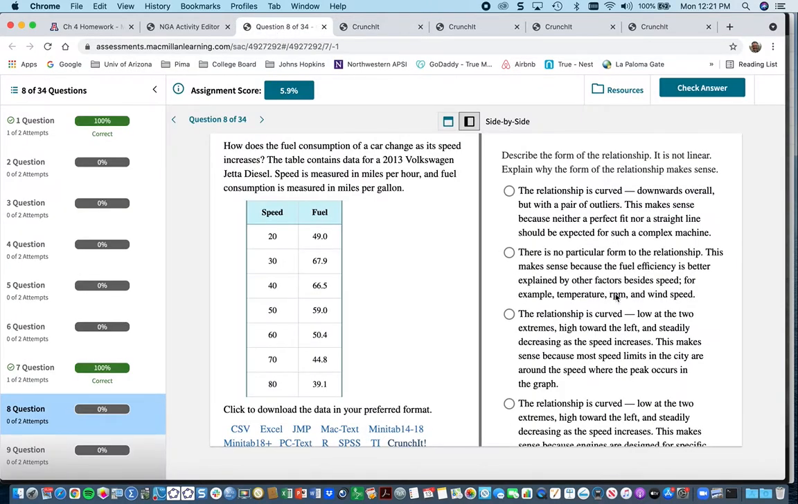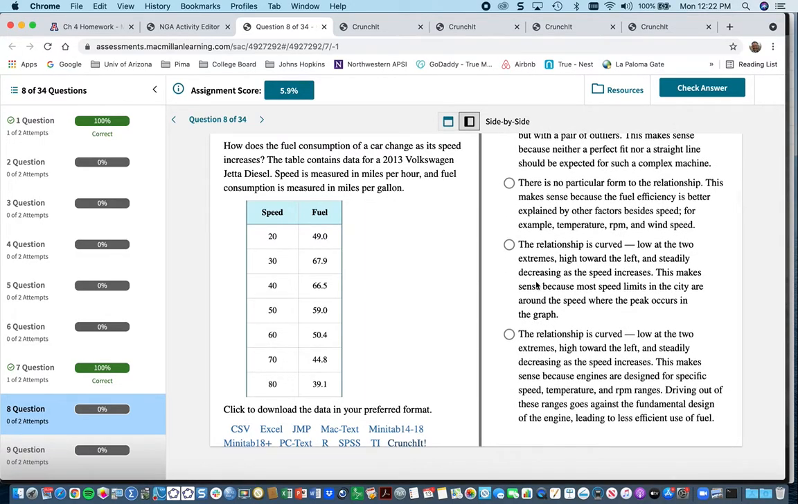Because of that, they're saying that this isn't a very strong linear pattern. If I go back here to this question, it says the relationship is curved downwards overall, but with a pair of outliers. This makes sense because neither a perfect fit nor a straight line should be expected for such a complex machine. I would say that that's probably not the case. If we go down to these other ones, we say the relationship is curved, low at the two extremes, high towards the left, and steadily decreasing as speeds increase. This makes sense because most speed limits in the city are around the speed where the peak occurs in the graph. I think that that's a pretty good answer.